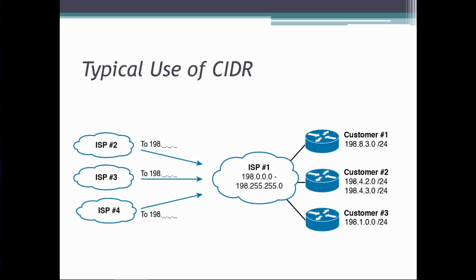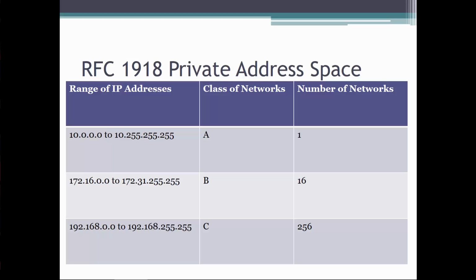So typically, use of a CIDR might be for us to mask an address. That's very common. So you have to understand the private address spaces. Class A is 10 through 10.255.255.255. Class B is 172.16 through 172.31.255.255. And class C is 192.168.0.0 through 192.168.255.255. So these are our private IP ranges.